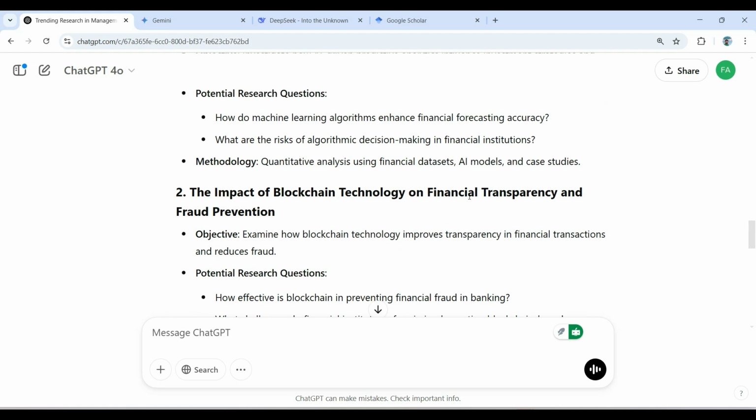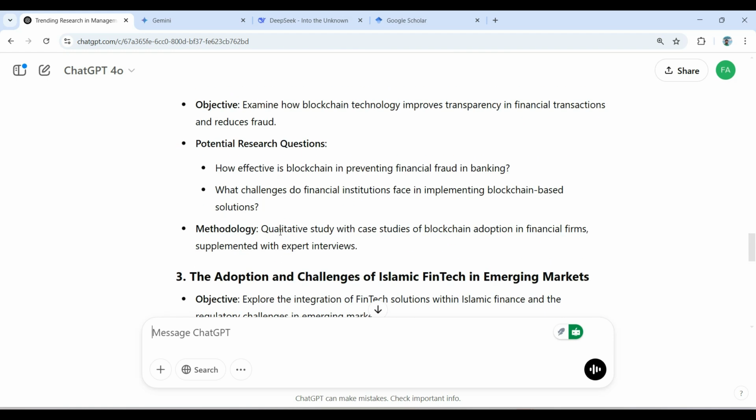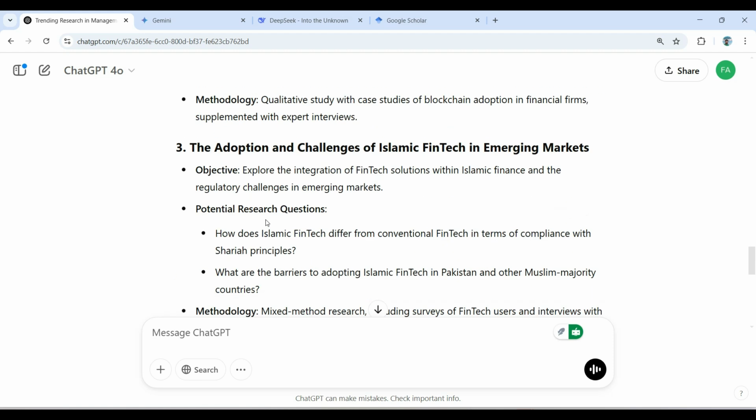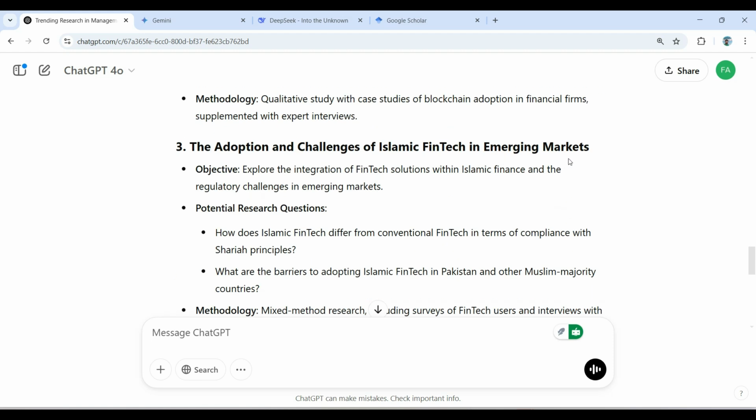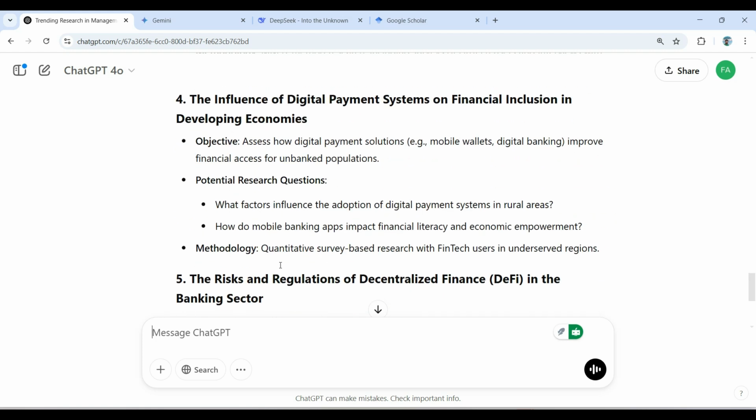The impact of blockchain technology on financial transparency and fraud prevention. So if you're interested in a qualitative study and you are more proficient in qualitative research studies, you can opt for this topic. The adoption and challenges of Islamic financial fintech in emerging markets. This is a mixed method research. Quantitative survey based research with fintech. So this is survey based. The influence of digital payment systems on financial inclusion in developing economies: how digital payment solutions improve financial access for the unbanked population.